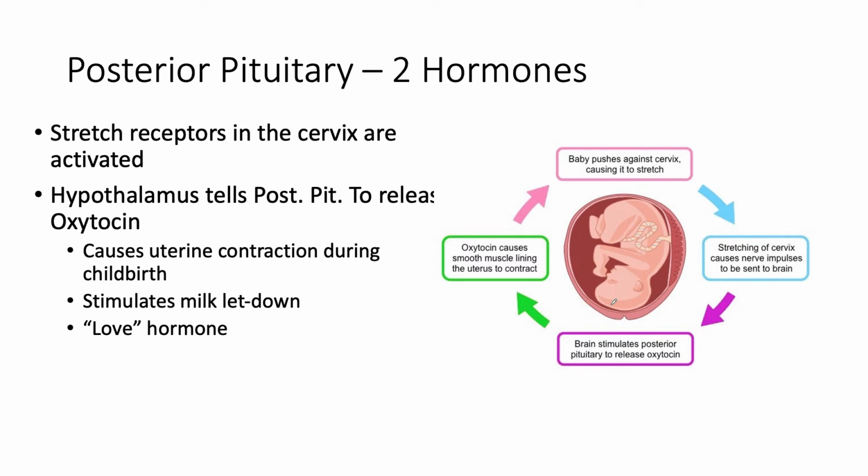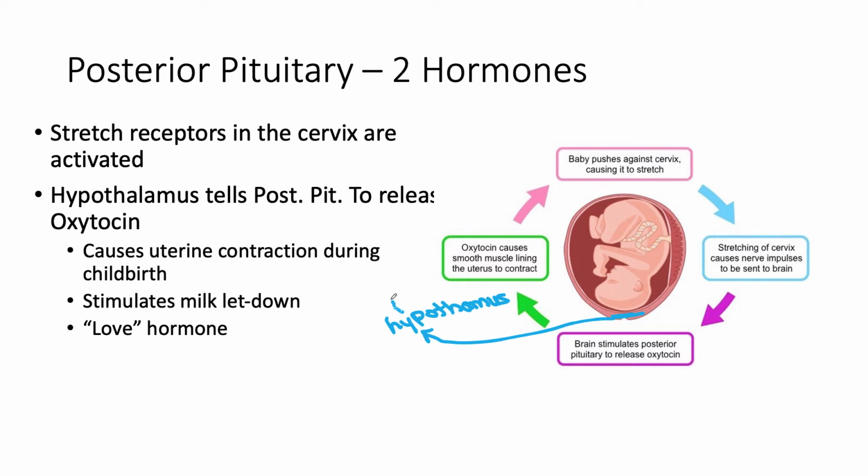The second hormone released from the posterior pituitary is oxytocin. You would find this at the end of pregnancy. As the baby grows, it pushes down on the cervix, and that increased pressure activates stretch receptors in the cervix. That sends a signal to the hypothalamus.